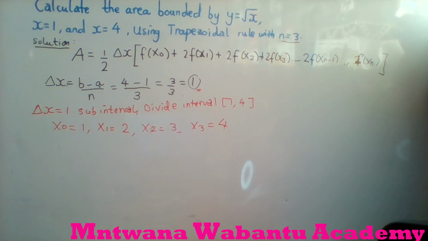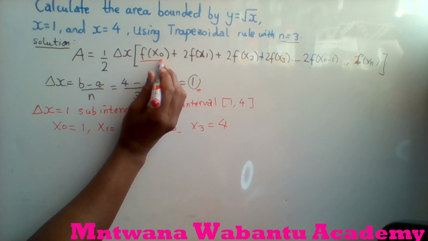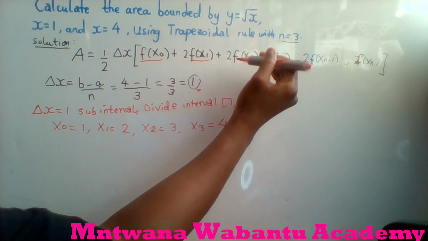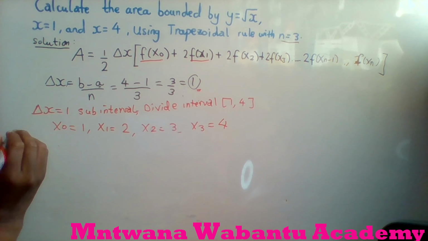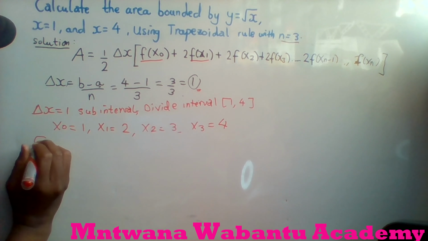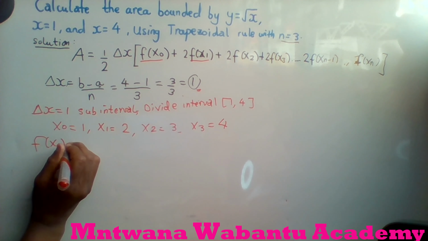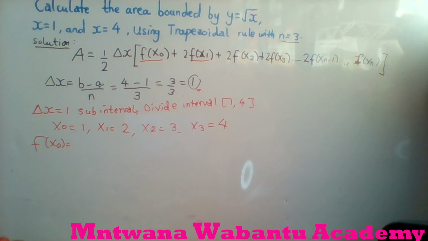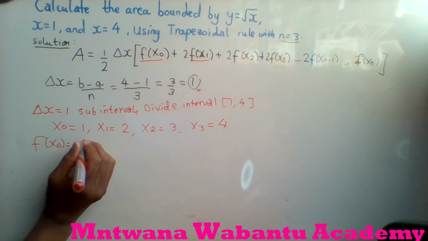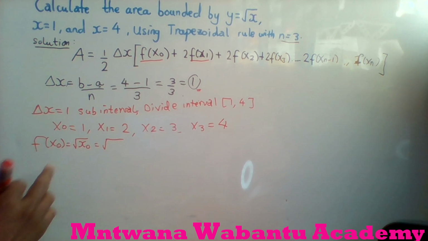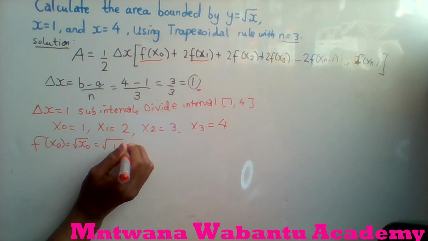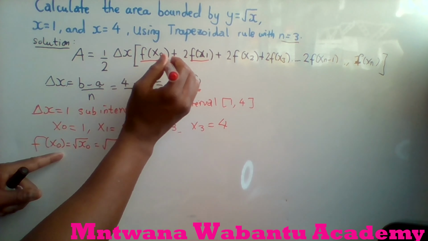So now what we need to get, we only need to do it so many times. When we finish this one, we're done. So we're going to say, okay, now let's go f of x0. What is the function? Square root of x. So it's going to be the square root of x0. So square root, what is x0? x0 is equal to 1. So f of x0 is equal to 1.